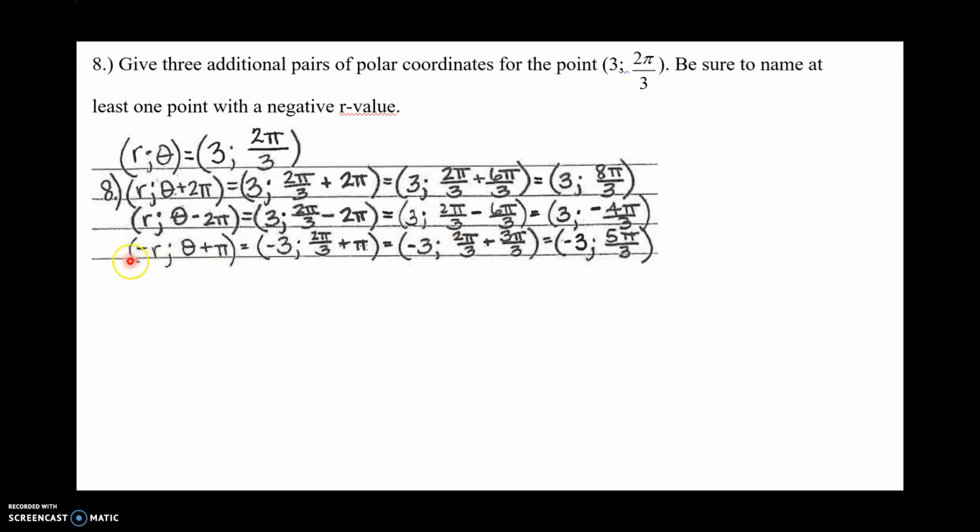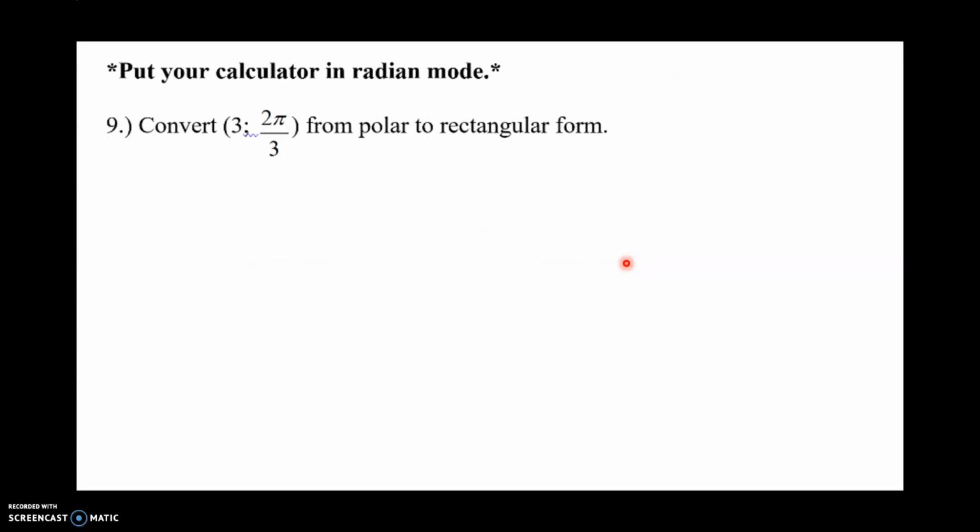And then to give the negative radius, remember that you just add 1π to the angle instead of 2π. So I'm going to switch my radius of 3 to negative 3, and then I'm going to add 1π. So 1π would be 3π/3, and so 2π/3 and 3π/3 would be 5π/3. If I graphed those, they would all graph as the exact same point.